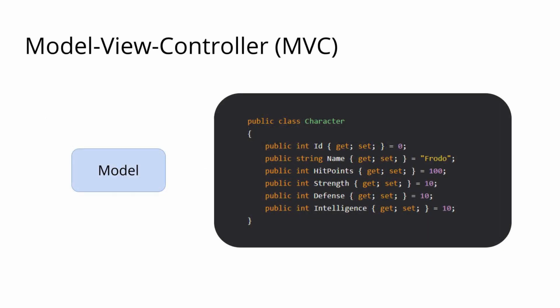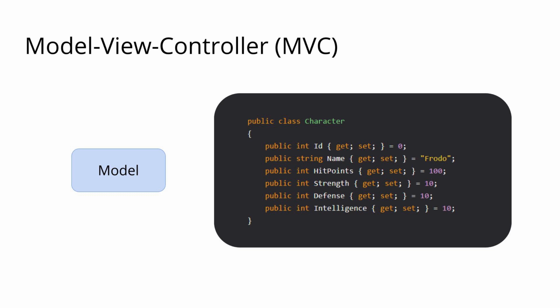Let me explain what every single one of these three elements stands for and how they collaborate. We start with the model. You could also say the data. A character in our role-playing game is a model, for instance. It can have an ID, a name, hit points, attributes, skills, and so on.